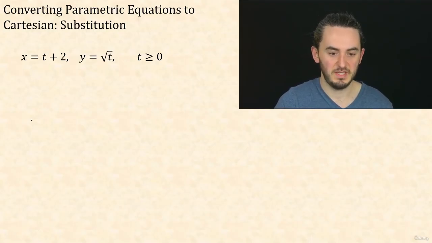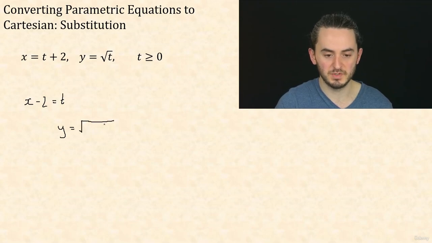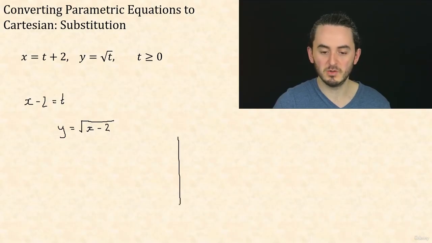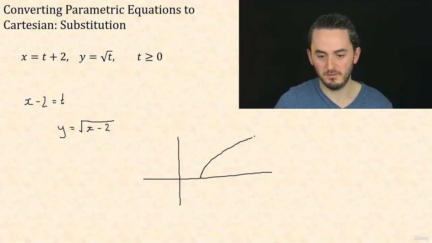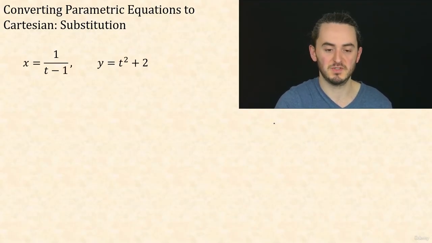You could take this equation here and say that x minus 2 is t. And now we have a little substitution where we know that t is x minus 2. So we could just replace t with x minus 2 in our y equation here to get the square root of x minus 2. And indeed, if you plot y equals the square root of x minus 2, you get the same shaped graph that we saw when we plotted this on GeoGebra. So, a really simple little technique: just get t on its own, either from the x side or from the y side, and sub in. Let's have a look at another example.